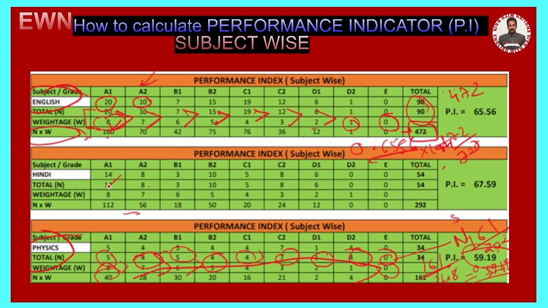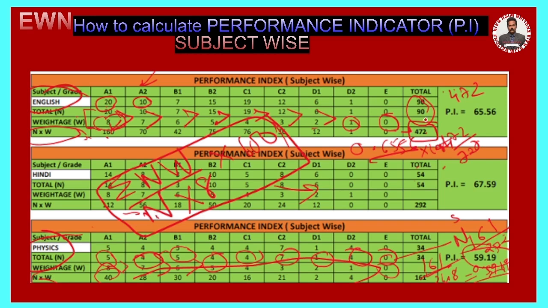So once again, the formula is sigma NW, that is summation of the last row, upon n into the highest weightage, as 8, into 100. This is the way how you calculate PI of a subject.